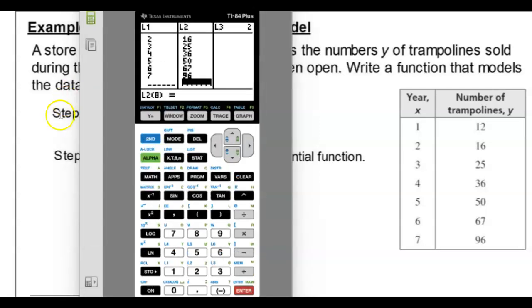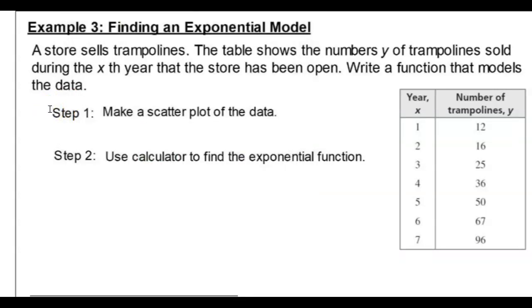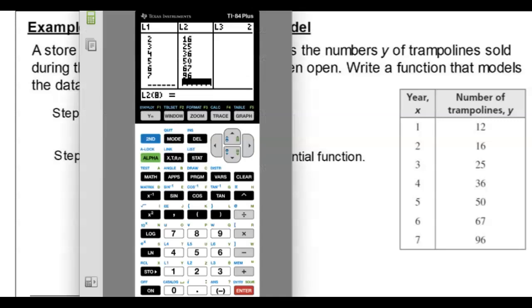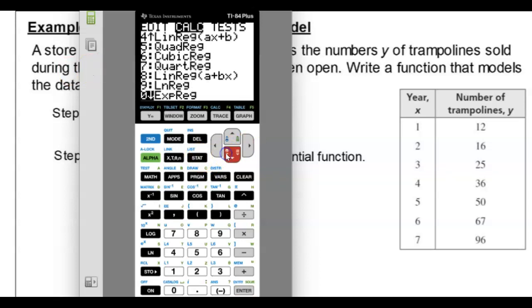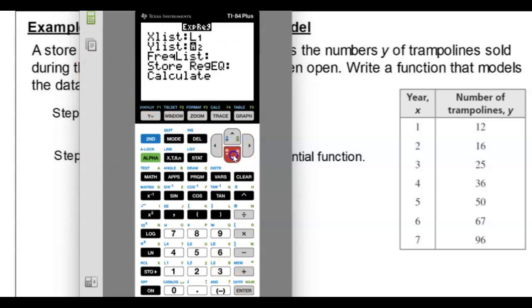Okay, so I have my data in my list, and keep in mind that it asks us to specifically find an exponential model. It did say to make a scatter plot and use a calculator to find the model. So I'll show you how to do both at the same time. So you're going to do Stat, go over to Calc, and you want the one that talks about exponential regression. So you have to scroll down here. On my calculator, it's 0 exponential regression. So you're going to hit Enter on that, and you have L1 as X, L2 as Y. Go down to Calculate.